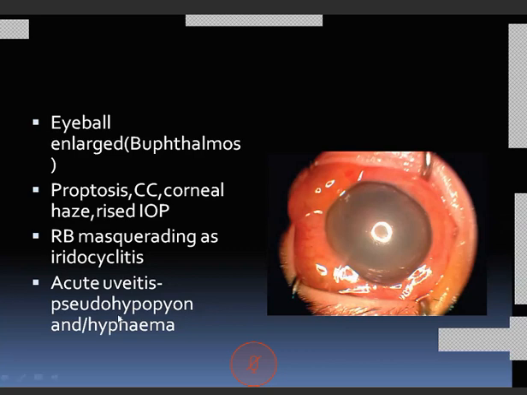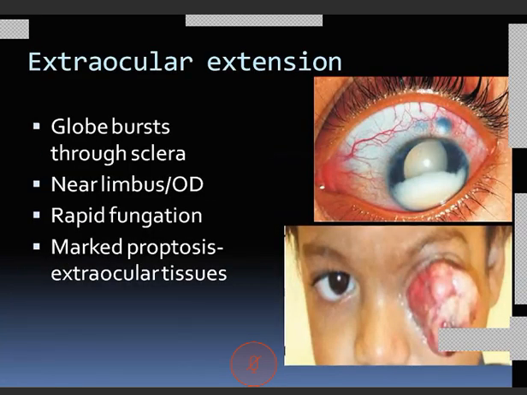So we can get acute uveitis with pseudohypopyon and hyphema. What is hypopyon? Pus in the anterior chamber is known as hypopyon. But here it is not pus, it is only due to tumor cells, so that is why it is known as pseudohypopyon. Hyphema is blood in the anterior chamber. So it can present as pseudohypopyon and hyphema. So that is about the glaucomatous stage.